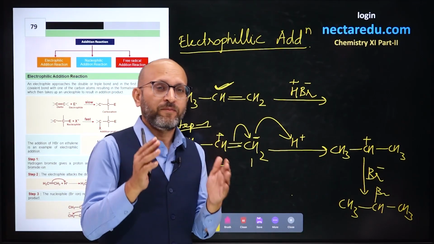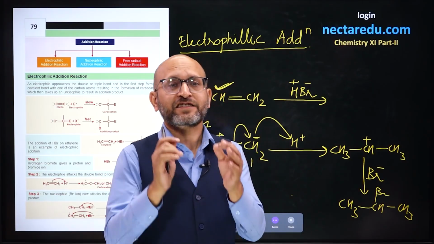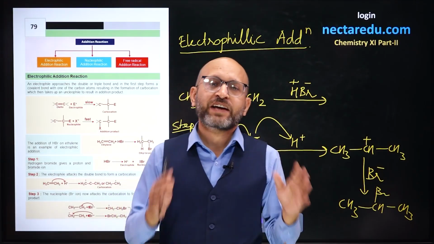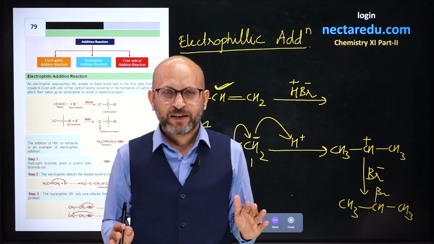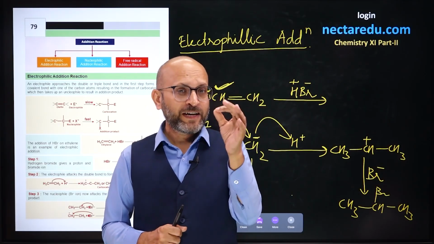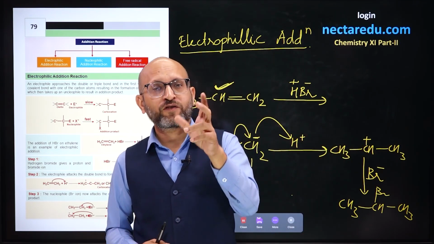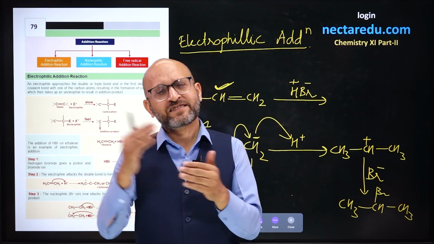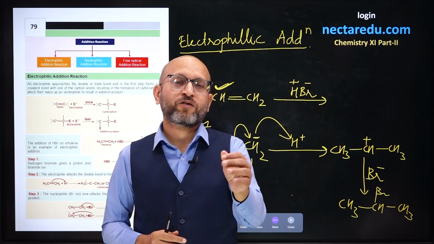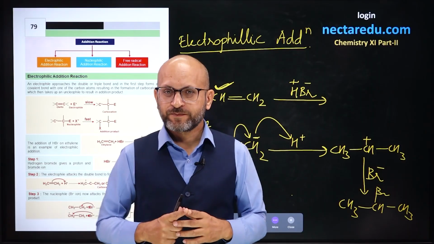Unsymmetrical alkenes are those where on both sides of the double bond different groups are attached. If the same groups are attached, it is symmetrical, so there is no requirement of Markovnikov. You can add negative and positive anywhere on the double bonded carbons. But if it is an unsymmetrical alkene, you have to make sure that you go by mechanism, because mechanism is universal. The Markovnikov rule applies to, let's say, 98 to 99% of cases, but in 1% of cases the Markovnikov rule can fail, but mechanism will never fail. So always go by mechanism.